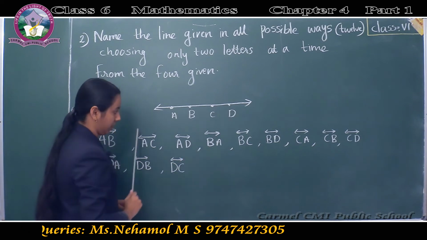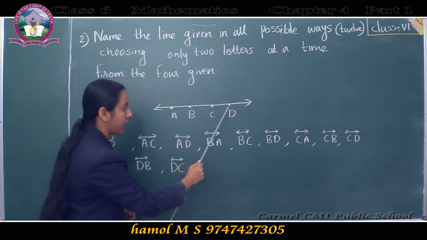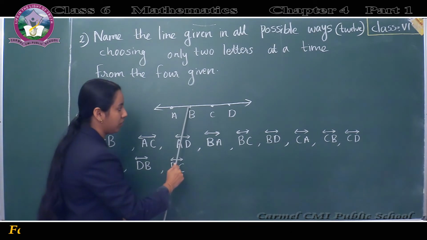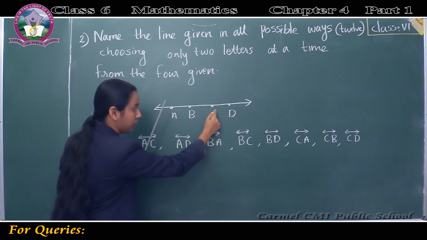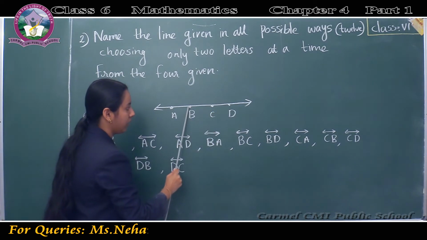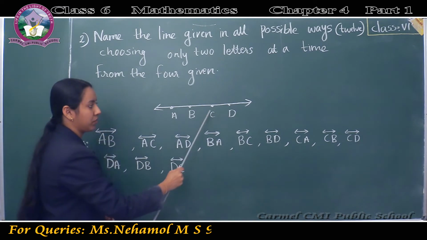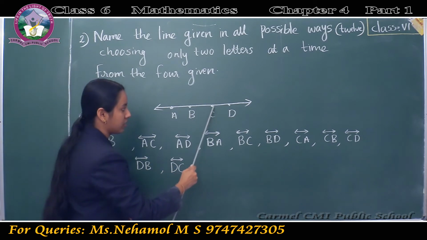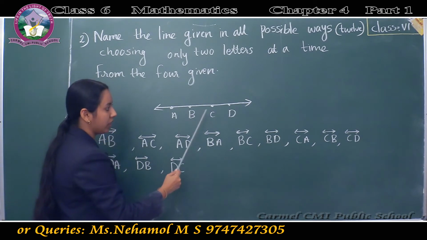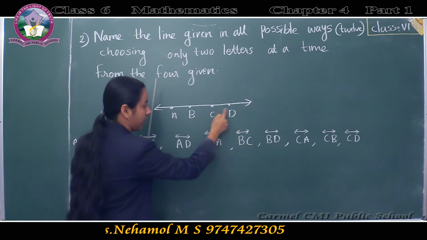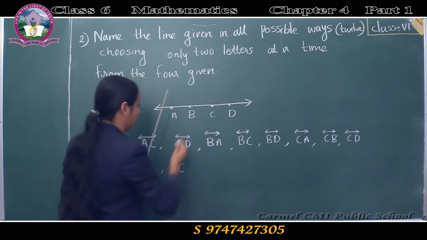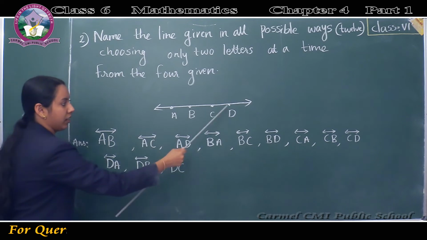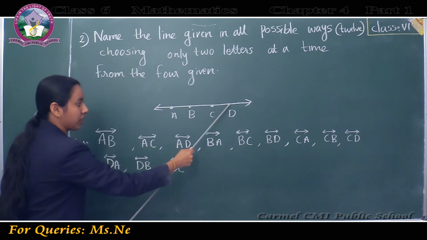Then BA. AB or BA, line BA. Next one, take the points B and C. Line BC. Then line BD. Then CA, line CA. Then CB, line CB. Then C and D. Take C and D. Line CD. Next one, DA. Line DA. Then DB or DC.